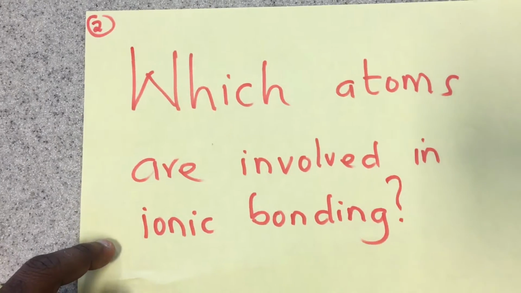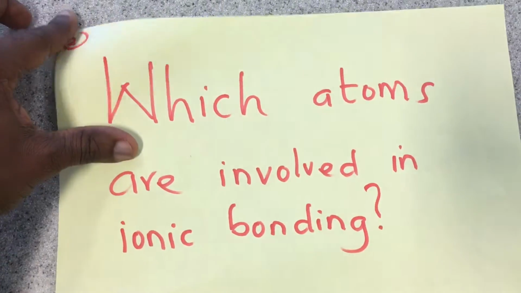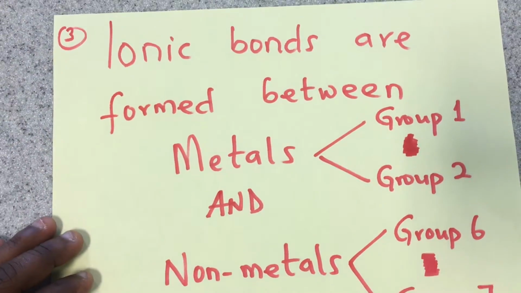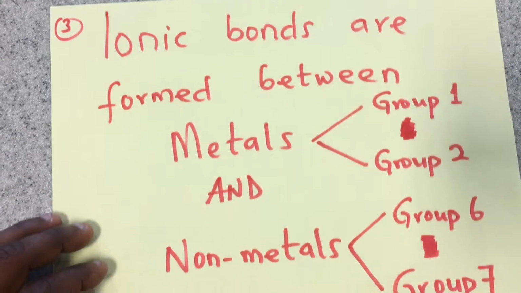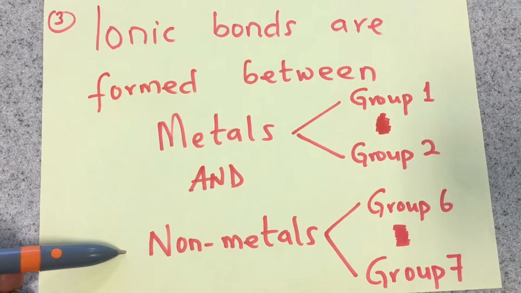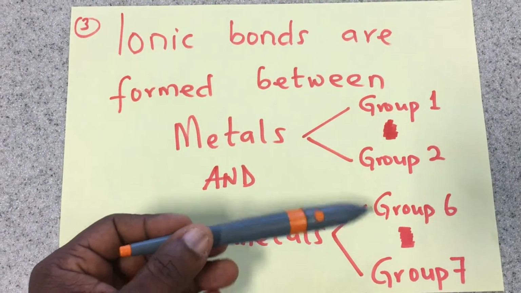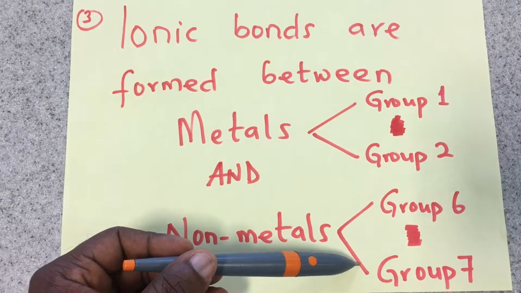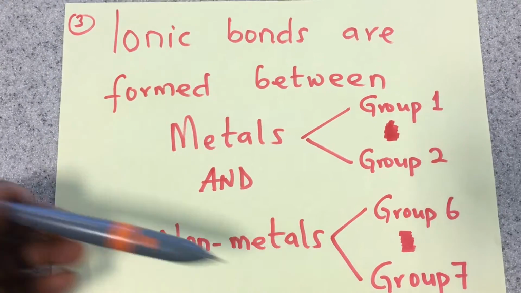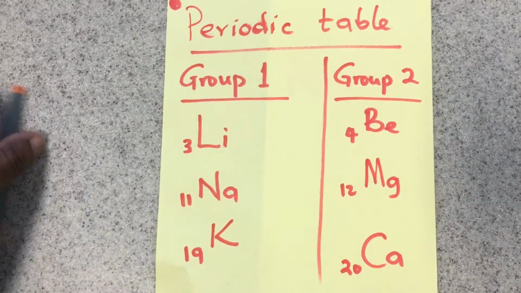Now the question which arises is, which atoms are involved in ionic bonding? And the answer is very simple. Ionic bonds are formed between metals and non-metals. Our metals are group 1 and 2, and our non-metals are group 6 and group 7. I'll give you typical examples. You find this in your periodic table.